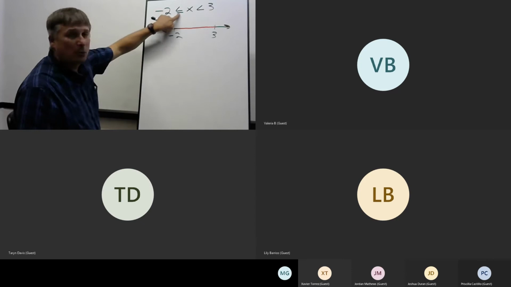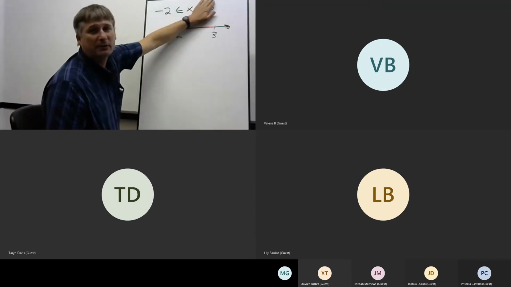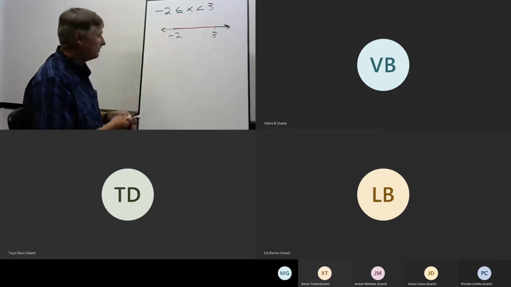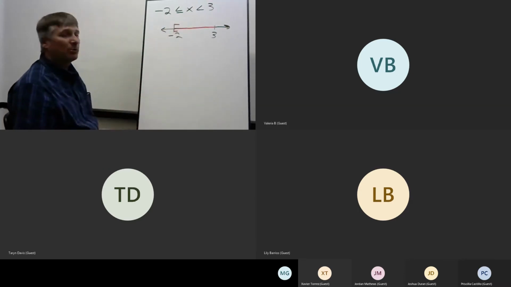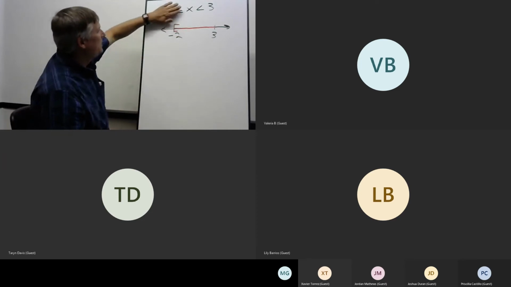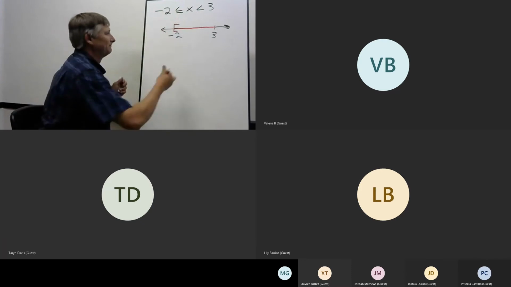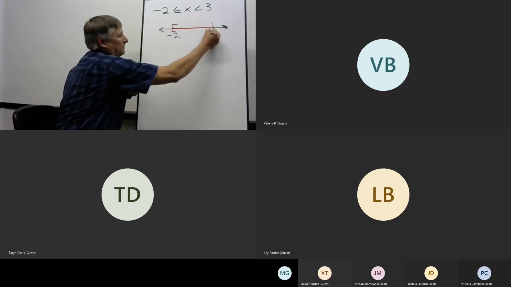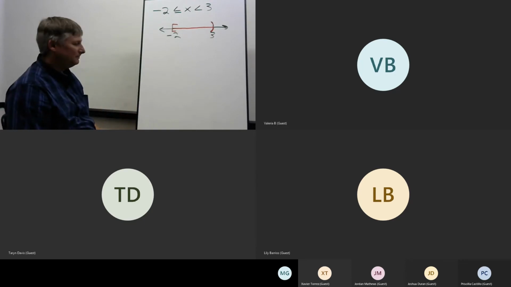Well, since this is an equal, we can think of this as x is greater than or equal to -2, or -2 is less than or equal to x. Well, we get to keep -2. So I'm going to put a bracket. And here we have x is less than 3. We don't get to keep 3. So I put a parenthesis. Questions about that?